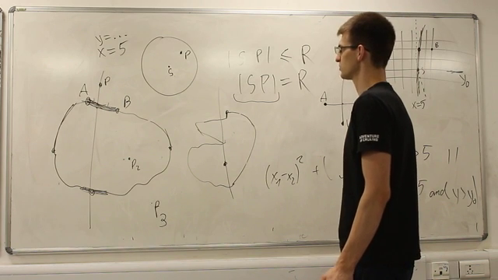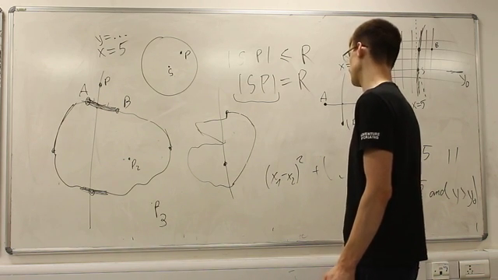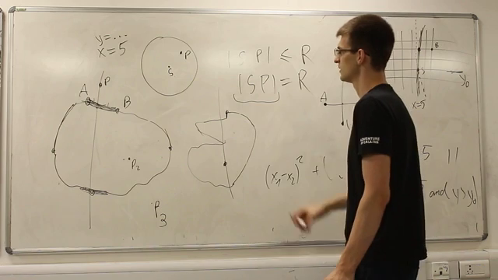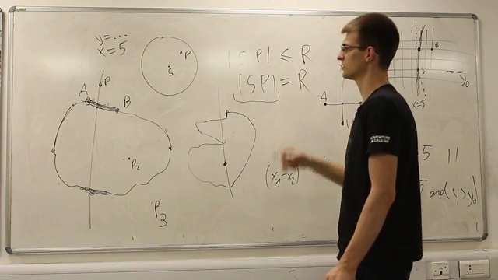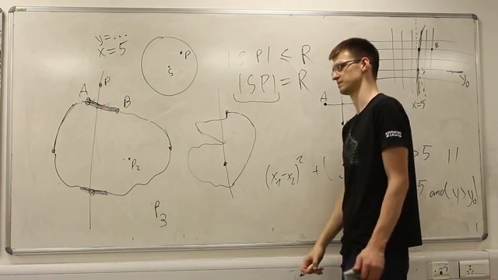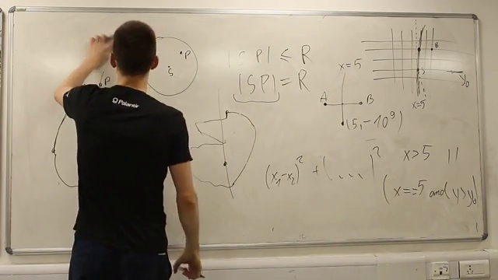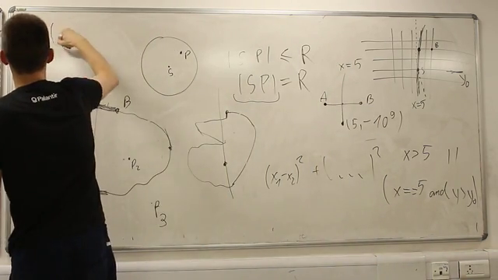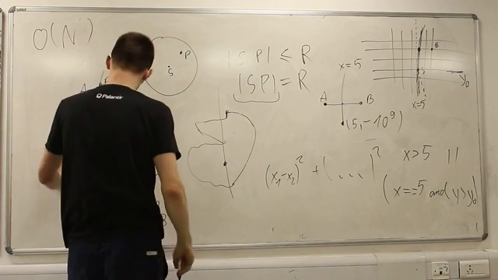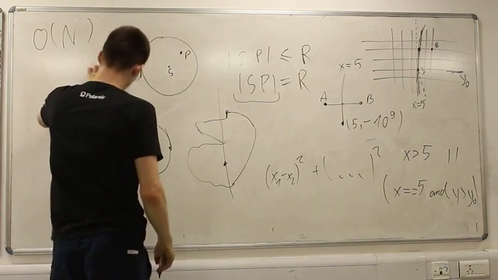Now what we want to do is we want to check whether a circle and a polygon have an intersection. And we can do that in O of n complexity. N is the size of the polygon.